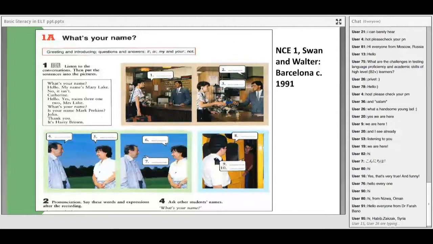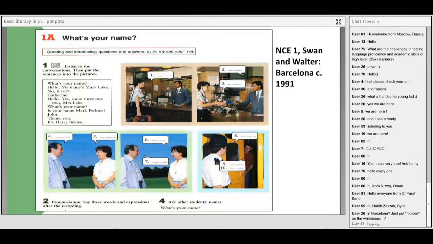And I think if you look at the lesson, now you're going to have to put your phones down and put your feet down and lean forward and look at the little screen here. This is a typical lesson from a course book, a very good course book, actually, an excellent course book by Swan and Walter. And this was the first lesson.